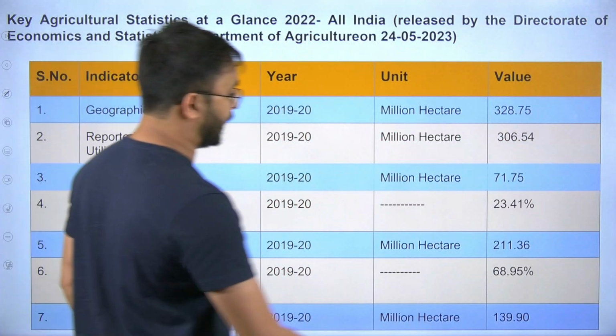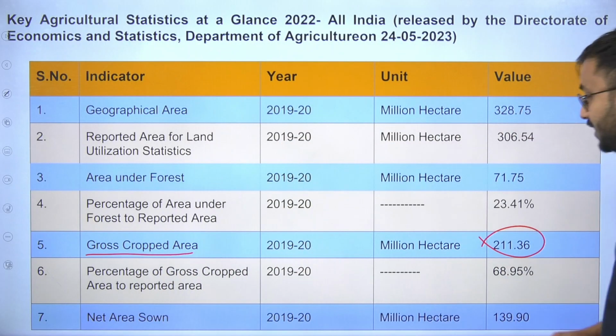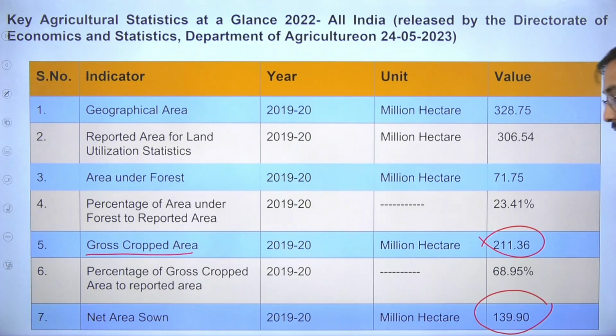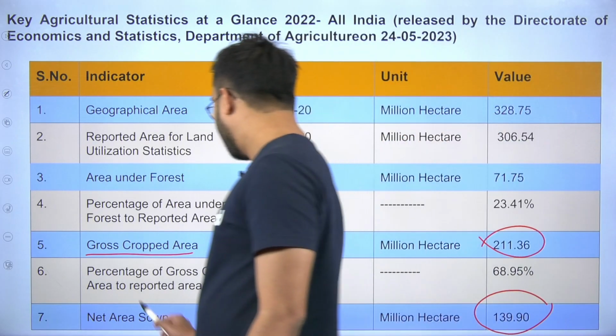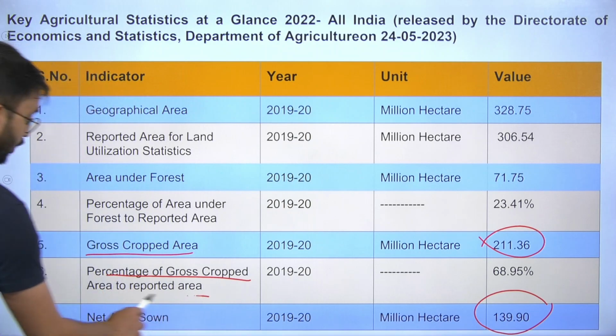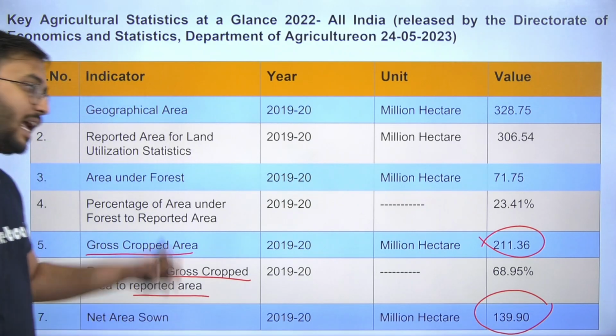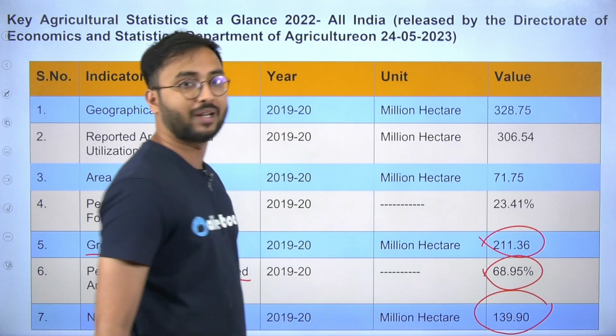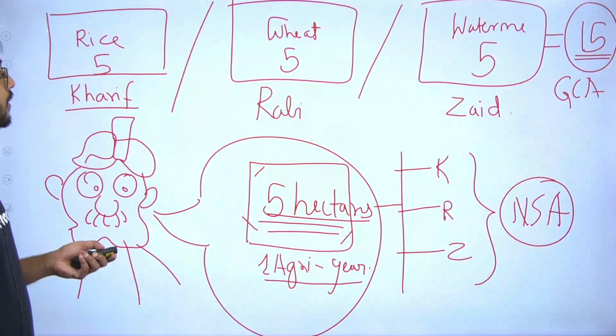What are the statistics? The gross cropped area is 211.36 million hectares, whereas the net sown area is 139.90 million hectares. The percentage of gross cropped area to reported area, again actual upon theoretical value, is 68.95%. Okay, then let's move forward.